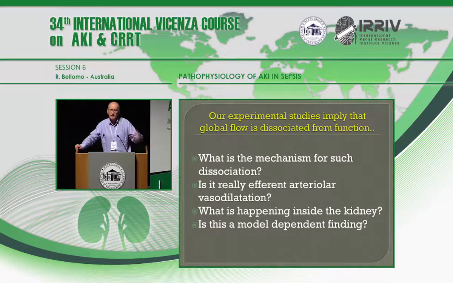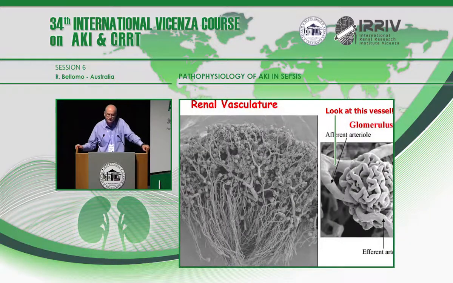Now, we have suggested in my first part of the talk that maybe efferent vasodilatation is responsible for this, but there may be other explanations. This is a picture of the way we understand with cast creation the renal circulation. We traditionally see that as an afferent arteriole taking blood into the glomerulus and the blood coming out of the efferent arteriole.